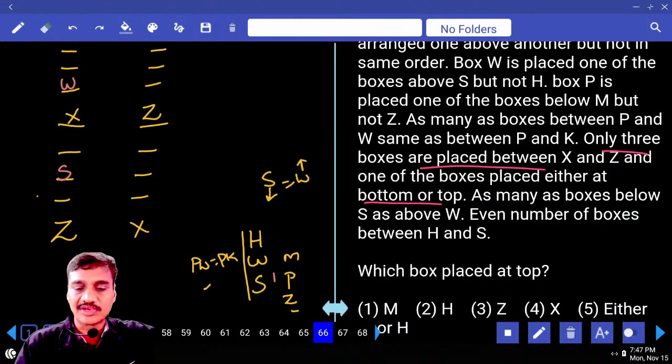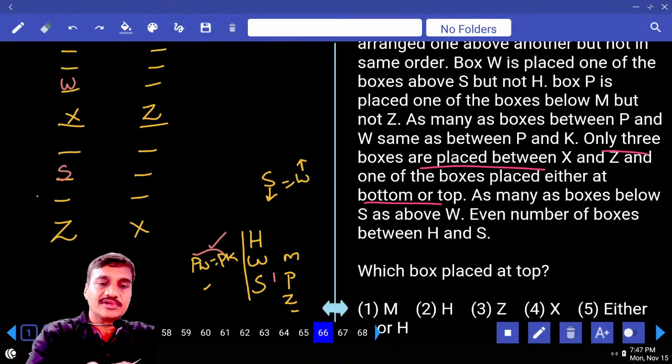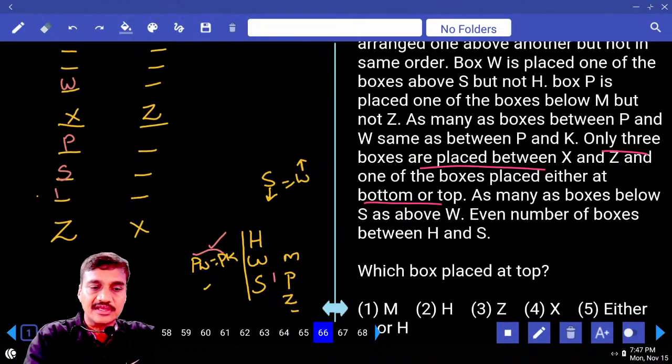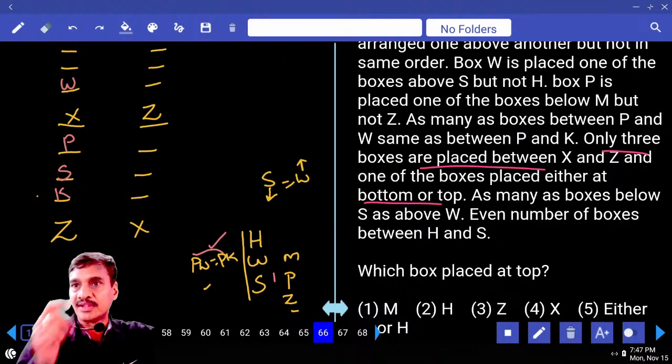Now if S and W were like this, now in between P and W, P and W, W and K. That means P must be exactly between W and K. As P is exactly between W and K, can P be at this place or not? And between W and P there is exactly 1 box. And P and K, there must be exactly 1 box. Done with this? Then this information we have done.